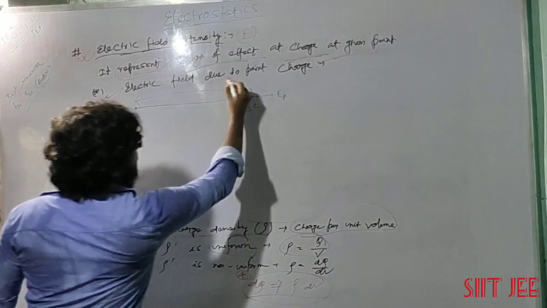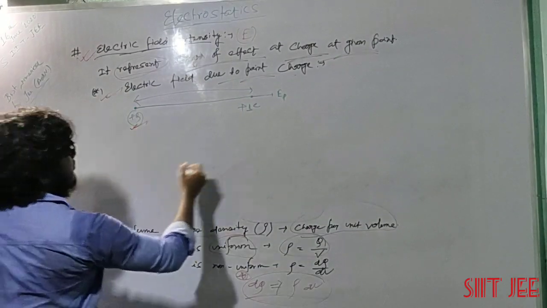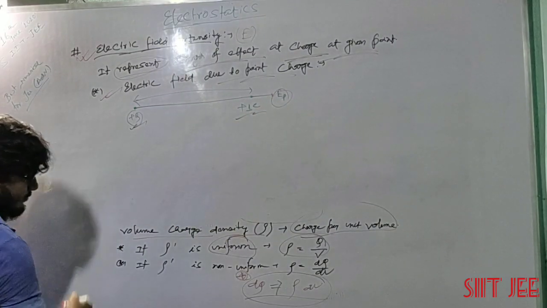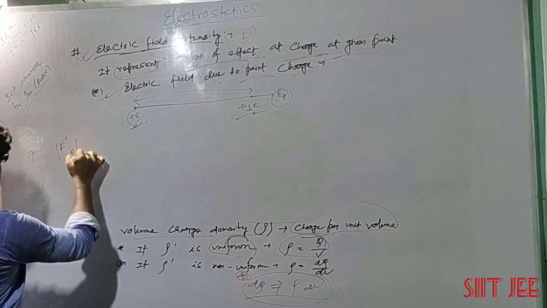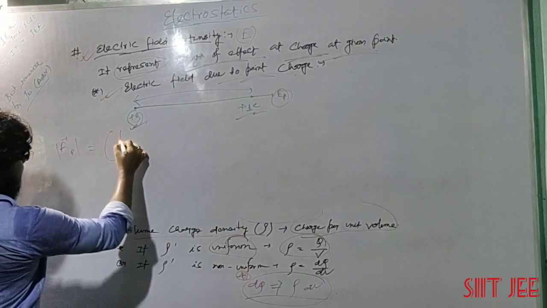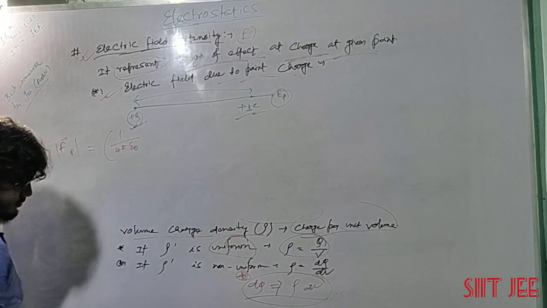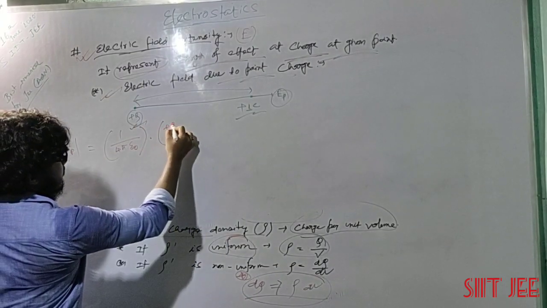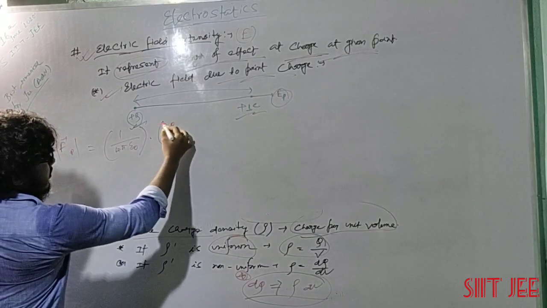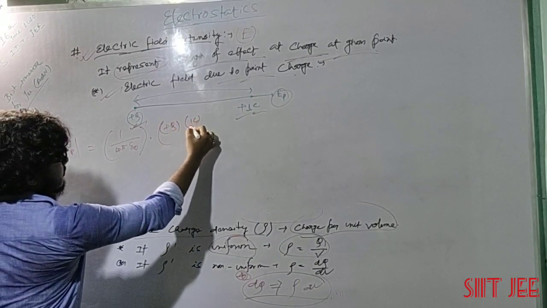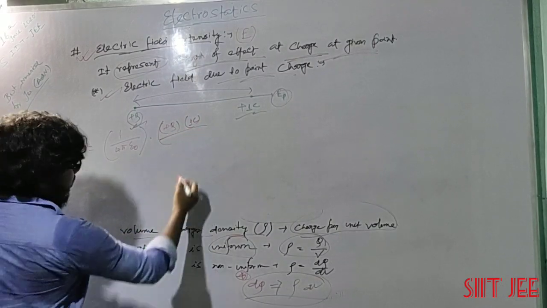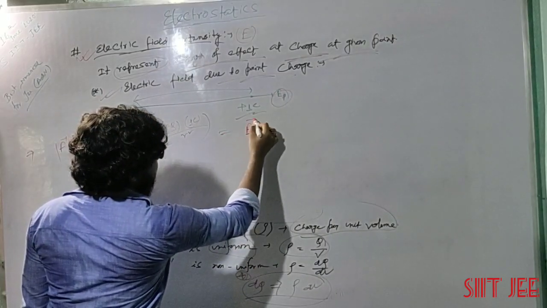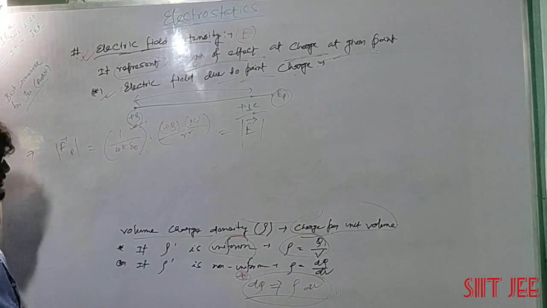If the electric field is due to a point charge plus Q on a plus 1 coulomb test charge, the force F vector is equal to 1 by 4 pi epsilon 0 into plus Q into 1 C divided by R square, which is equal to the electric field intensity.